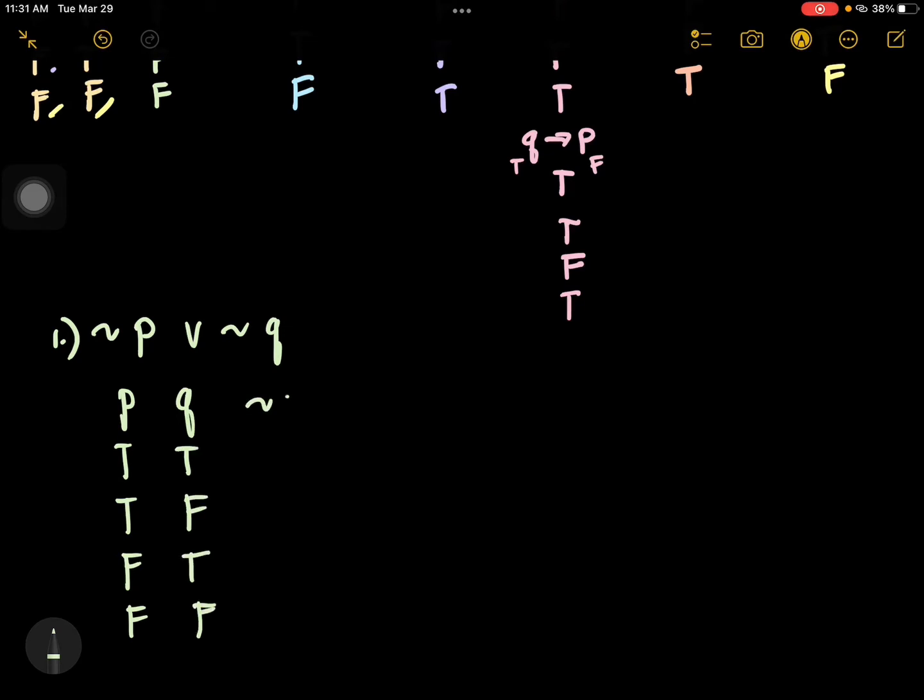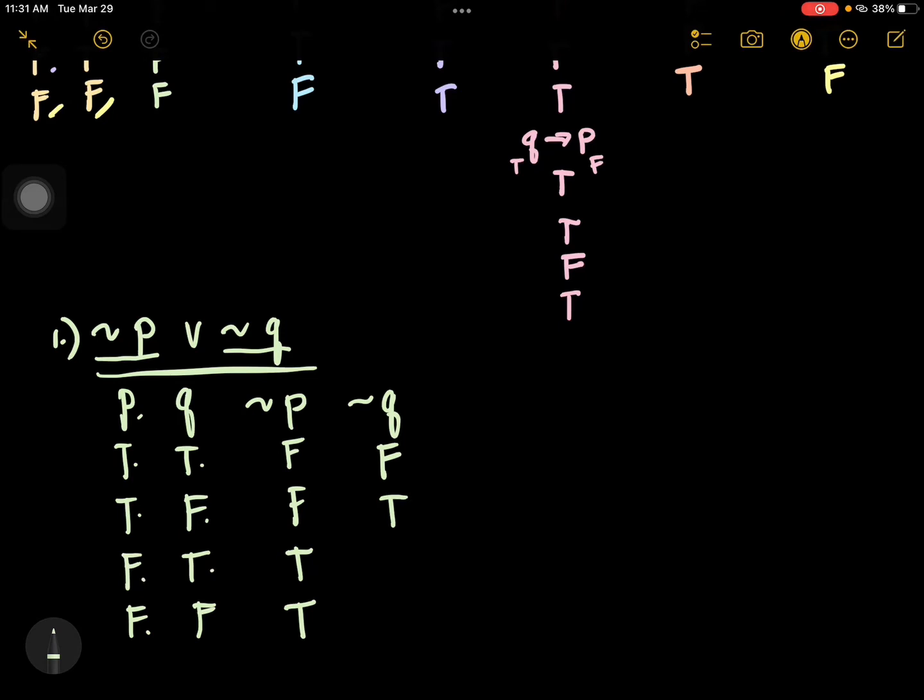And then first is your not P, then not Q, and then the whole expression. So for not P, it's the opposite of our P. So true becomes false, true becomes false, false becomes true, false becomes true. Next is your not Q. It's the opposite of our Q, so it's the negation. So false, true, false, true, false, true, false, true.